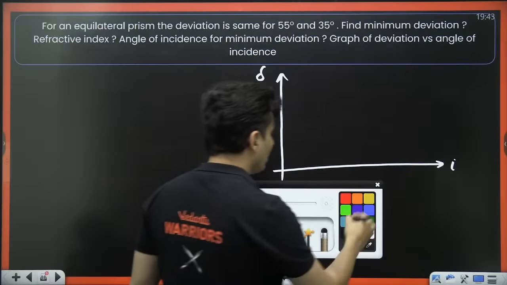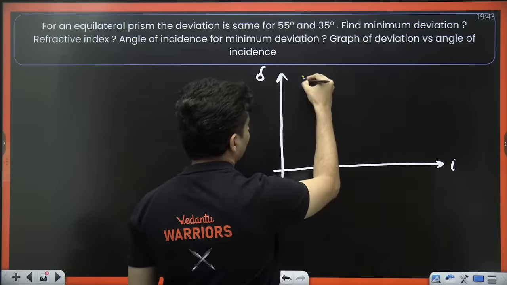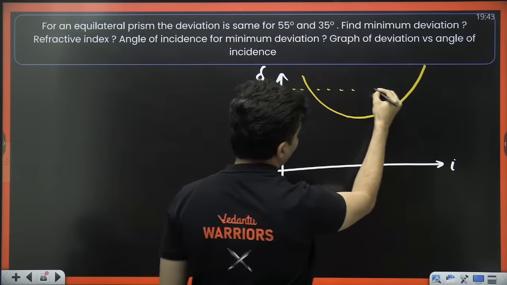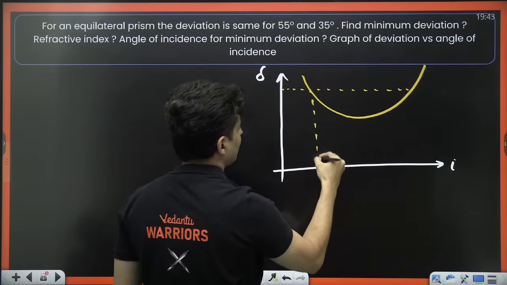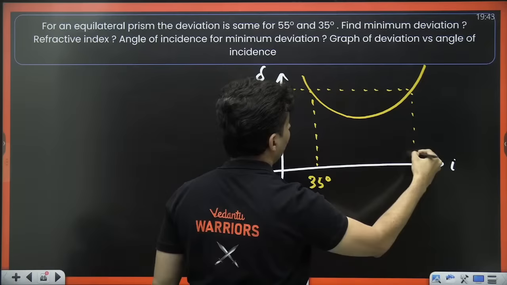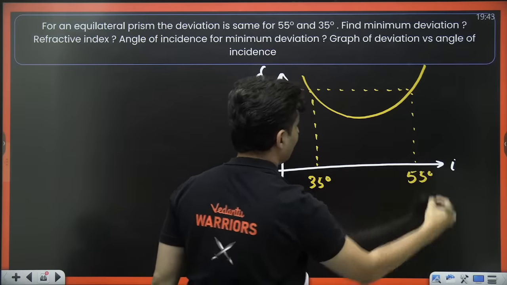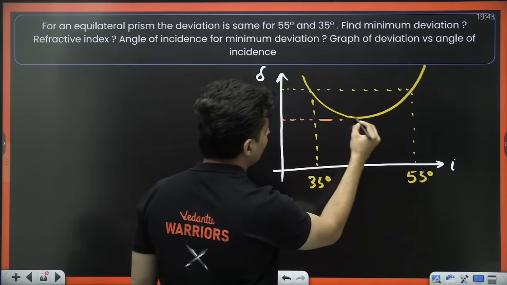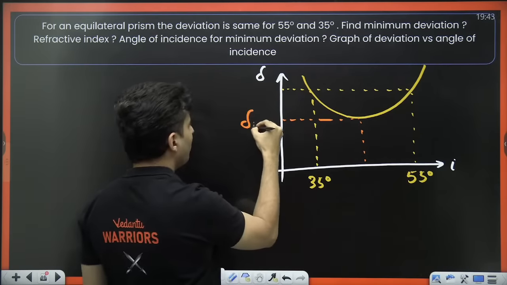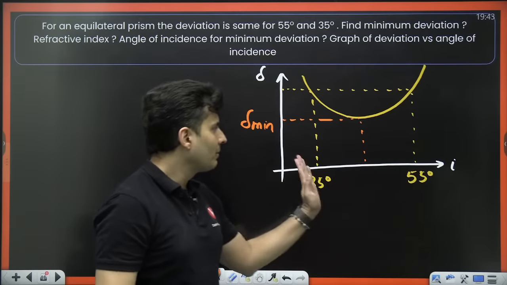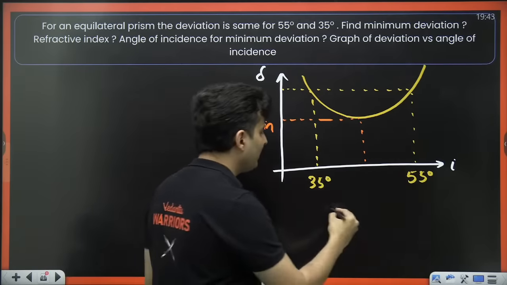That's what it says. So if I happen to draw this graph, which is like this, I'm getting the same deviation for two angles. What is it? 35 degrees and 55 degrees. So think about it. When will minimum deviation occur? Exactly at the midpoint of these two, because it is symmetric. So what will be that value?